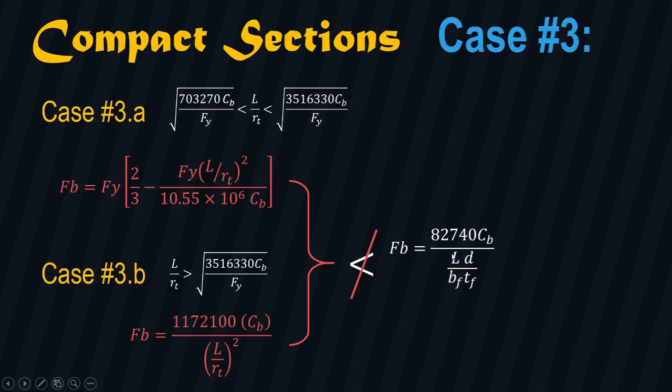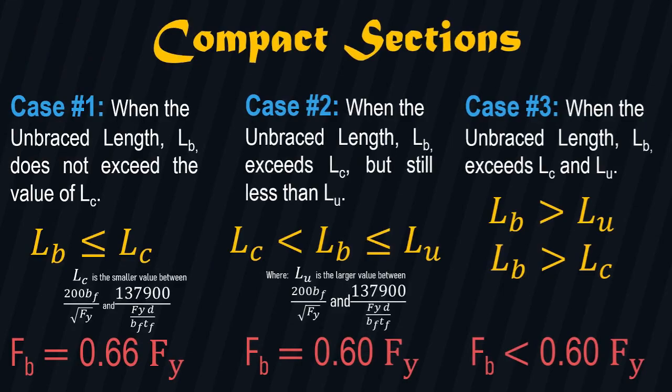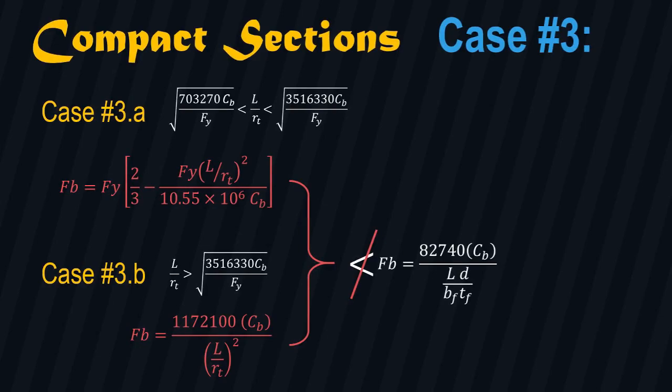And also, you have to remember that our value for FB should not be lower than 0.60 Fy. That is for case number 3. We also have to check for it for our solution. You may think of it as the maximum value of the allowable bending stress for case number 3.